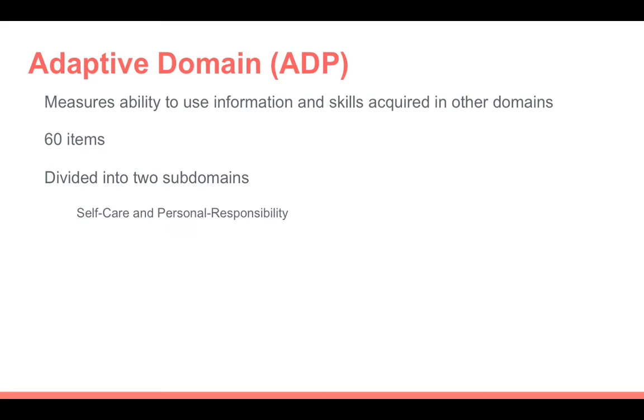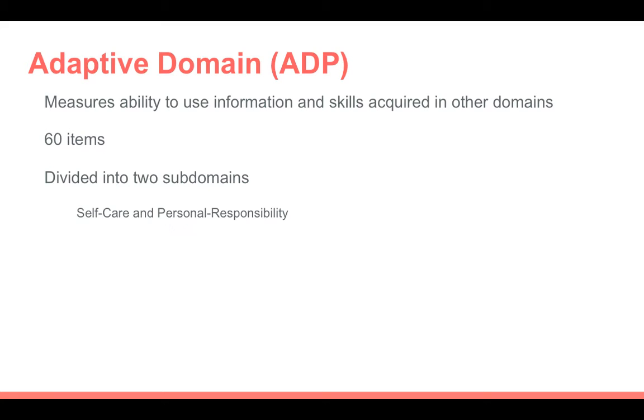The first domain that we're going to talk about is the adaptive domain. This domain measures the ability to use information and skills acquired in other domains, and it's divided into 2 subdomains, which are self-care and personal responsibility. The self-care subdomain consists of 35 items that assess a child's ability to perform the tasks associated with daily routines with increasing independence.